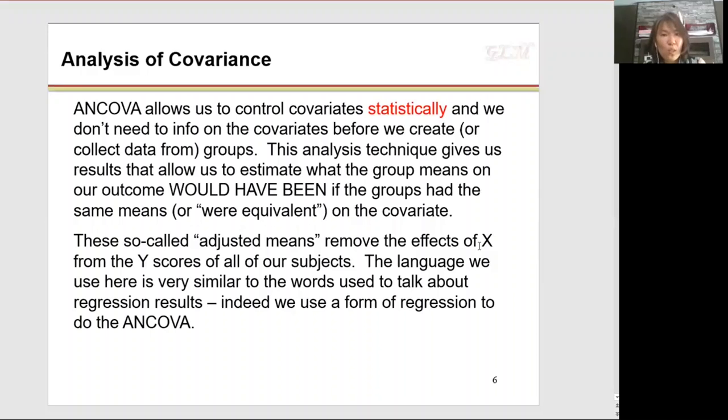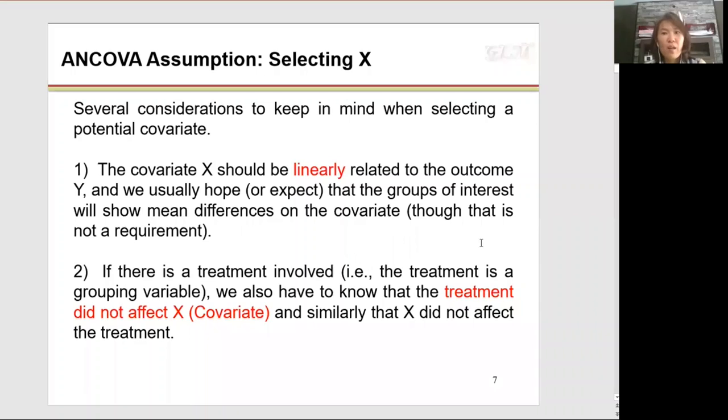The language we use here is very similar to the words used to talk about regression results. Indeed, we use a form of regression to do the ANCOVA. All right, so as we have regression assumptions, this special form of regression, ANCOVA, also has its own assumptions. So let's look at the ANCOVA assumptions now.